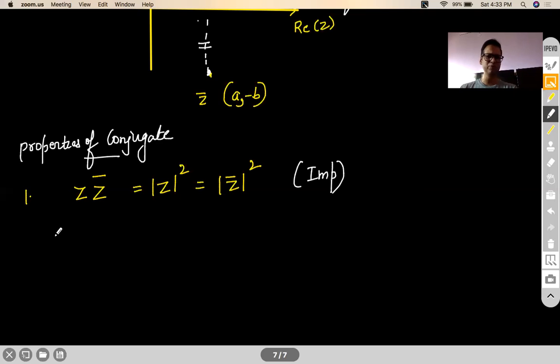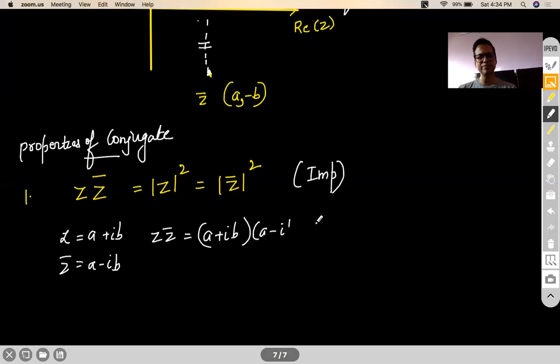How? The proof is very easy to understand, because let's say Z is A plus IB, its conjugate will be A minus IB. Correct. So if you multiply Z and Z conjugate, basically you're doing A plus IB times A minus IB. So this will give you A square minus IB whole square, which is A square plus B square, which is nothing but mod Z square.